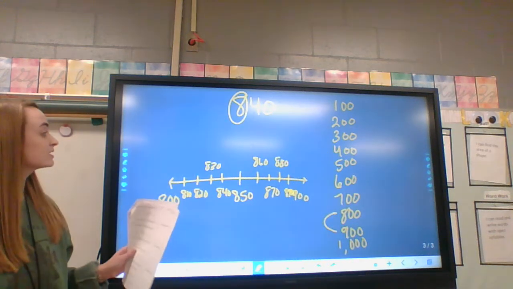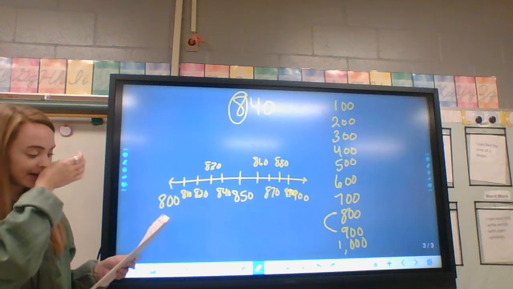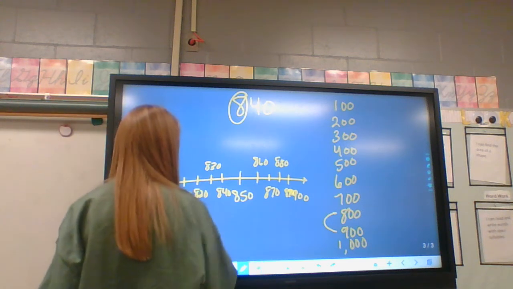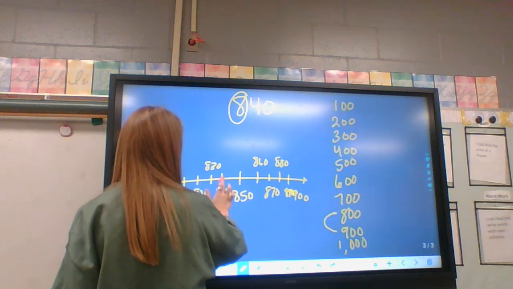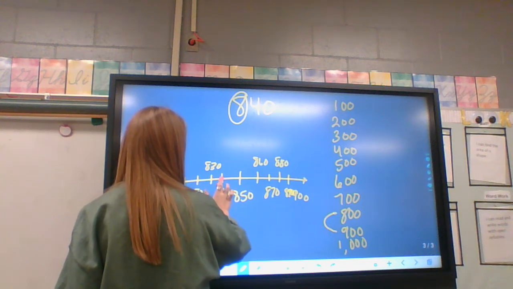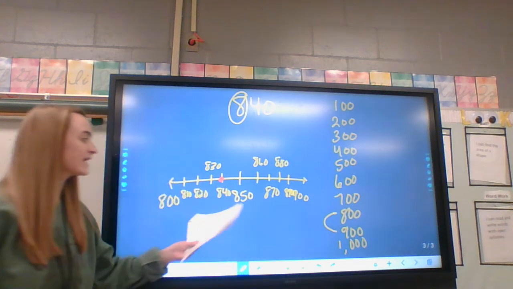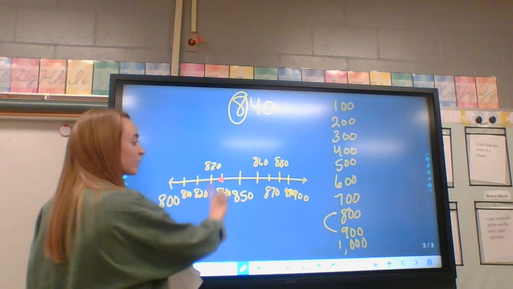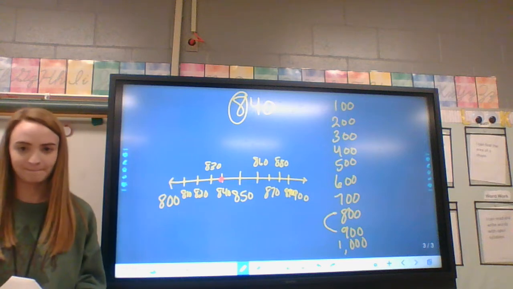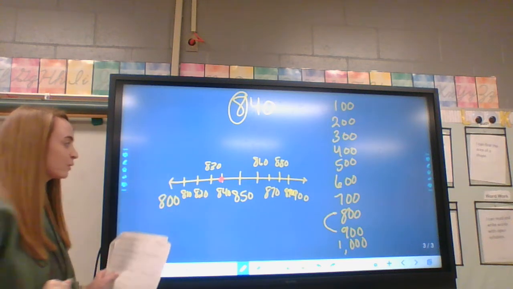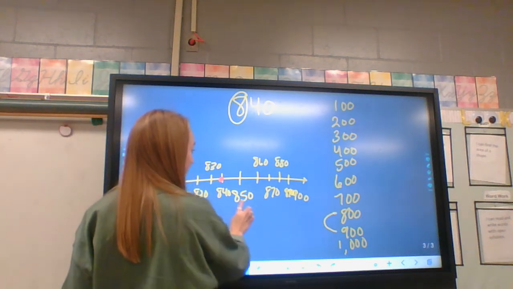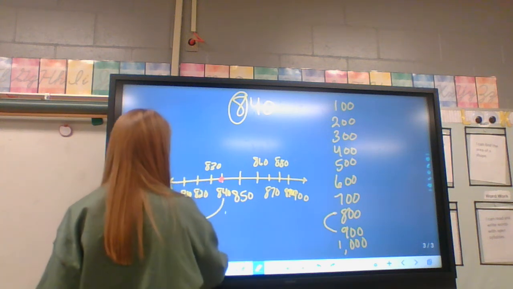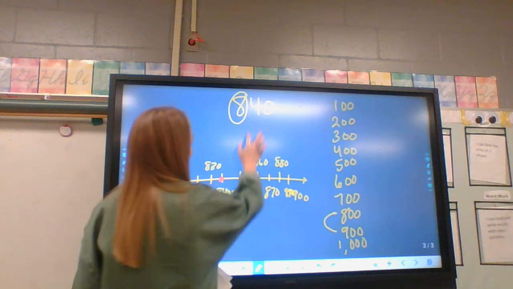Okay, so let's see. I'm rounding 840 to the nearest hundred. So let's go ahead and mark 840 on our number line. So I'm going to put a dot at 840. All right, my middle point was 850. So does 840 come before or after 850? It comes before. So that means if a number comes before 5, remember I'm rounding down. So 840 is going to round down to 800.